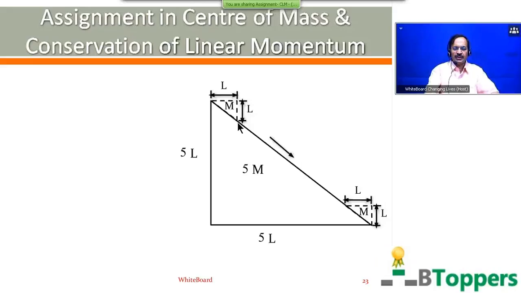That means you have to assume that the system is released from rest and all the surfaces are frictionless. The bigger prism rests on a smooth horizontal surface. You have to find that horizontal distance by which the bigger prism moves to the left side when the smaller prism moves to the bottom of the incline, the bottom of the inclined surface of the bigger prism.